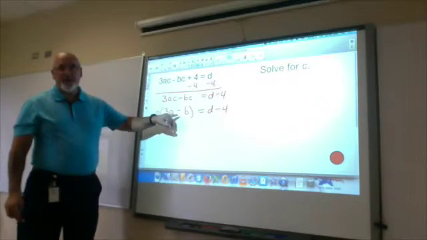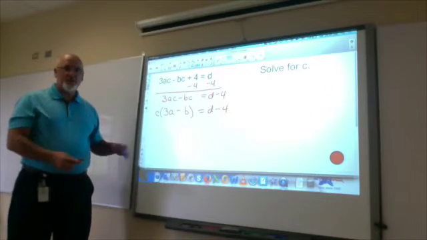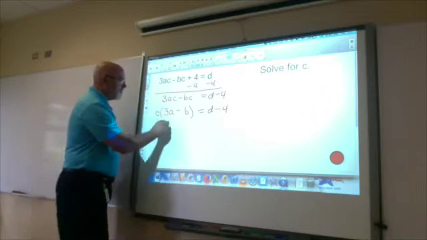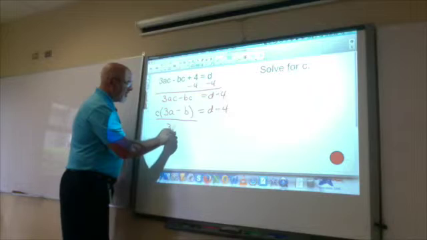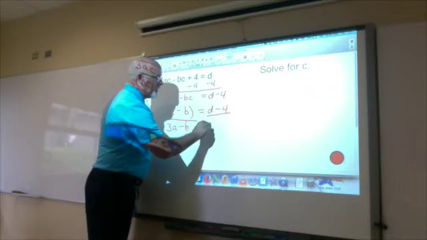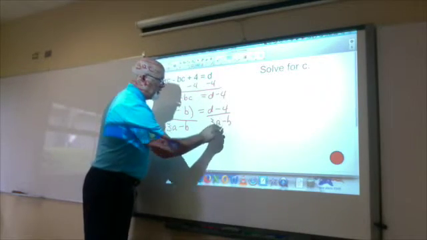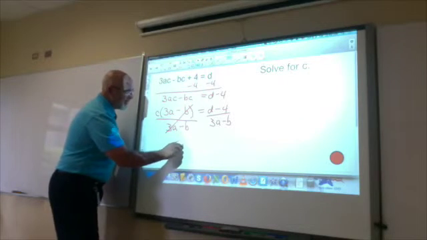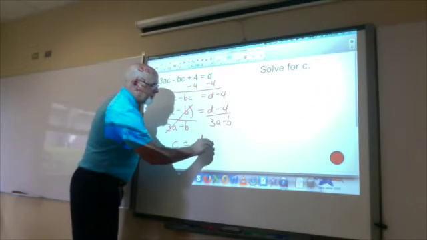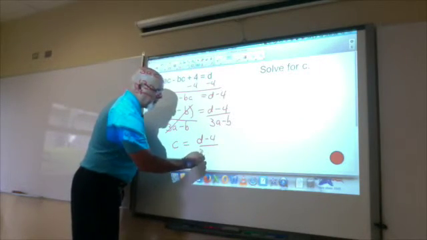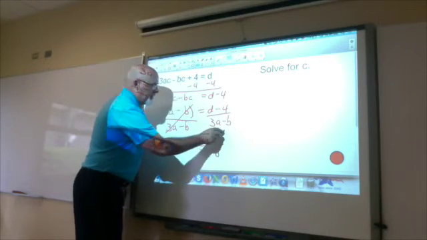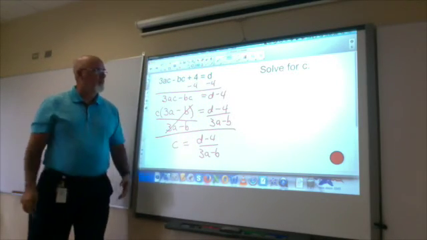Now I need the 3A minus B to go away. It's currently multiplying, so I divide both sides by 3A minus B. And that gives me C equals D minus 4 over 3A minus B. Okay, and we've solved for C.